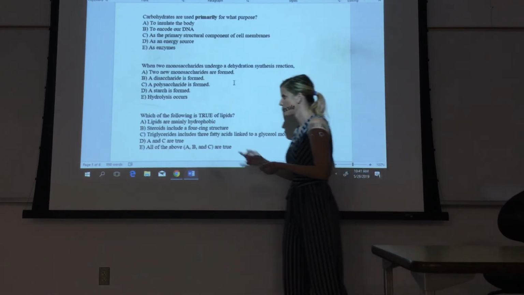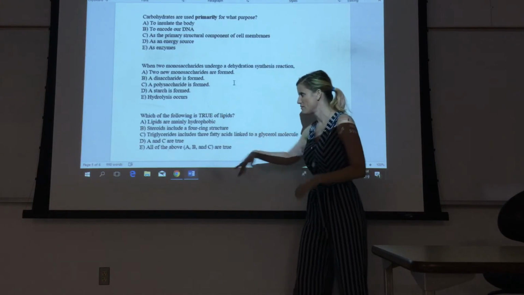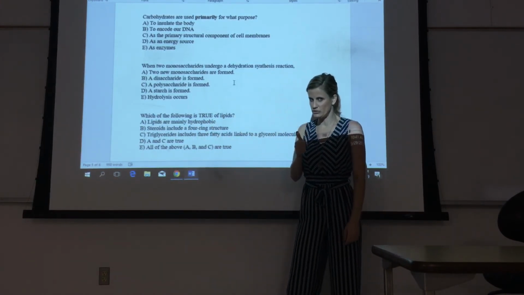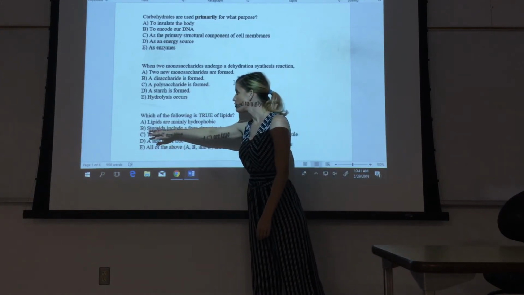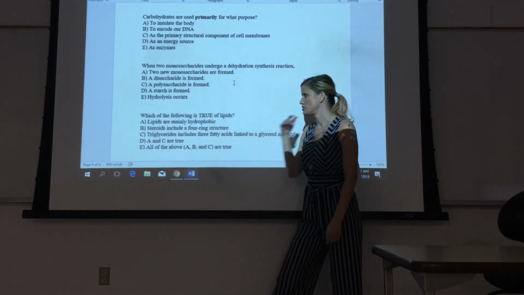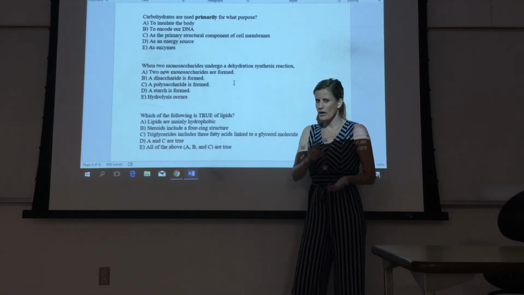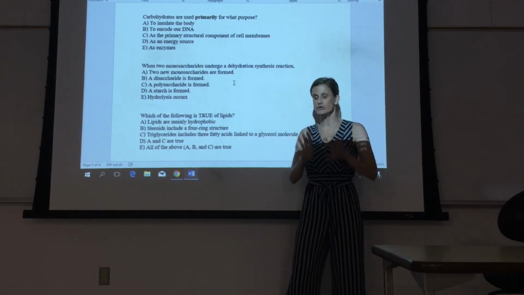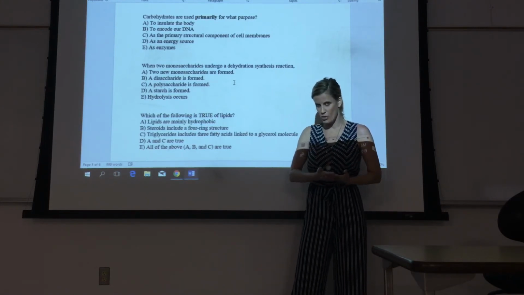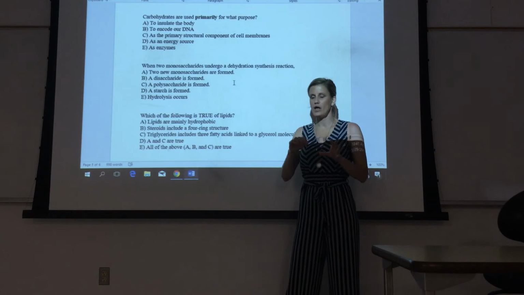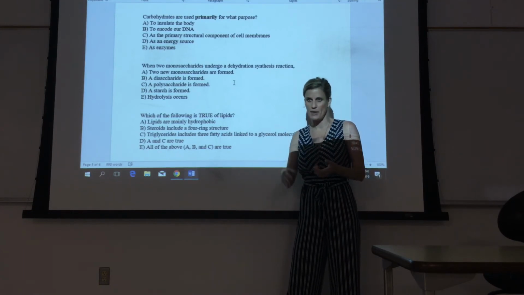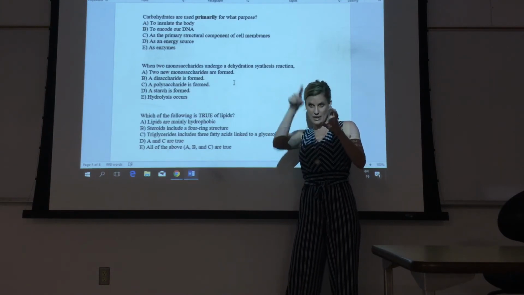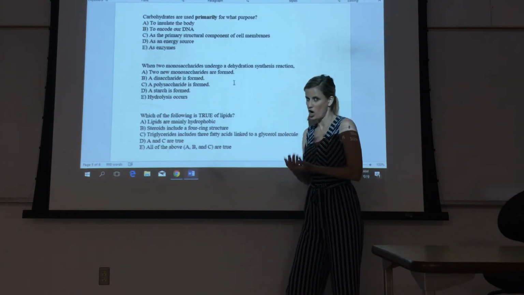So let's look at our answers. Which of the following is true of lipids? Lipids are mainly hydrophobic. Yes, that's true, right? They don't like water. Steroids include a four-ring structure. Yes, that's true. So estrogen, progesterone, cortisol, testosterone, those are all lipids that we call steroid hormones, and they all have one structural feature in common. They're all made up of four rings, right, or kind of like connected circles of carbon.